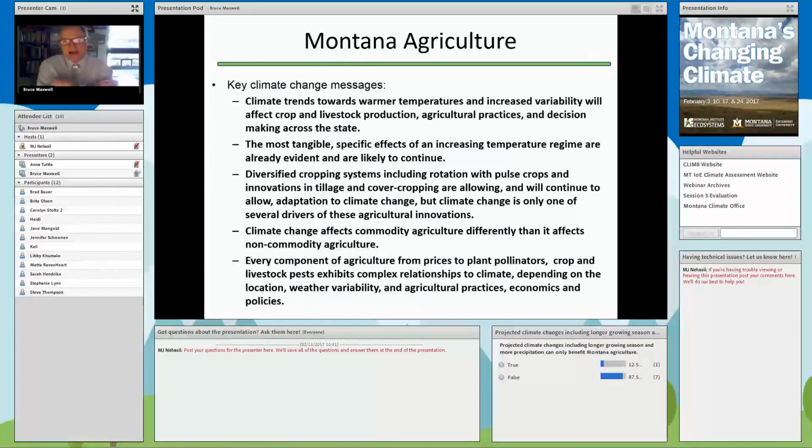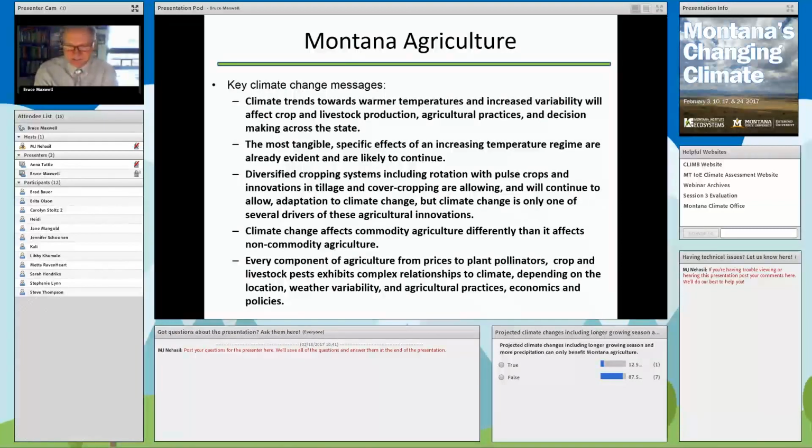The effect on the spring wheat grain fill could be especially important to a lot of acres in Montana. The increase in winter wheat acres, but how that interacts with prices and policy is crucial. Diversified cropping systems, including rotations with pulse crops and innovations in tillage and cover cropping, are allowing and will continue to allow adaptation to climate change, but climate change is only one of several drivers of these agricultural innovations.